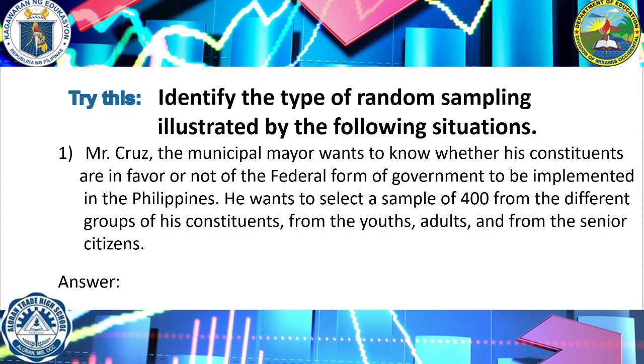So now that we know the different kinds of random sampling, let us try this. Identify the type of random sampling illustrated by the following situations. Number 1. Mr. Cruz, the municipal mayor, wants to know whether his constituents are in favor or not of the federal form of government to be implemented in the Philippines. He wants to select a sample of 400 from the different groups of his constituents, from the youths, from the adults, and from the senior citizens. What do you think is the type of random sampling applied in here?